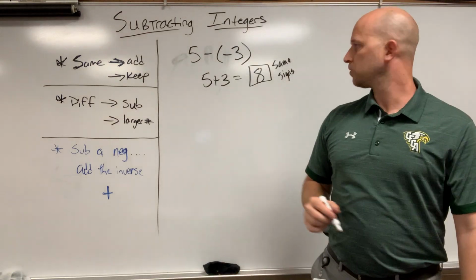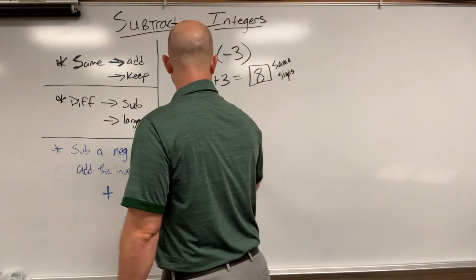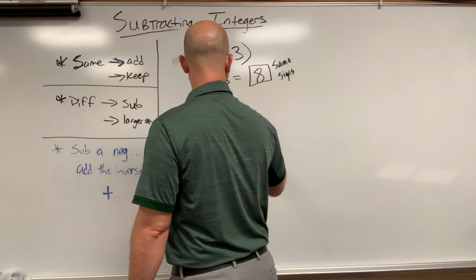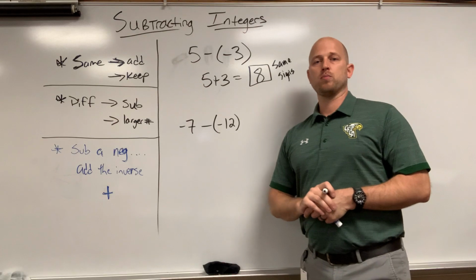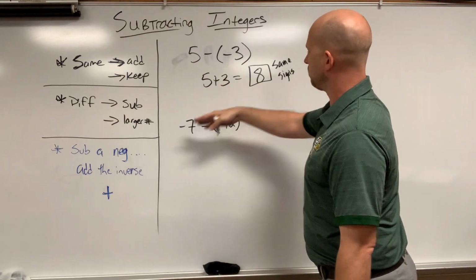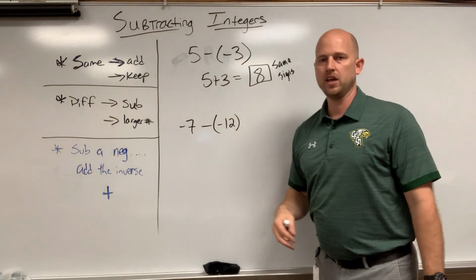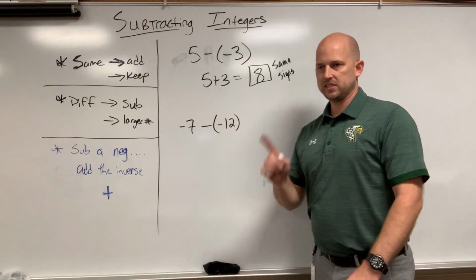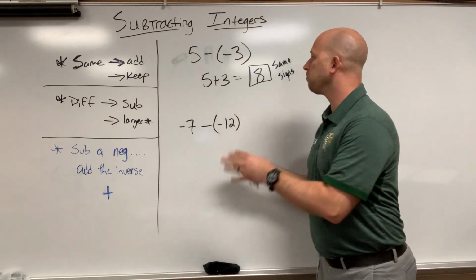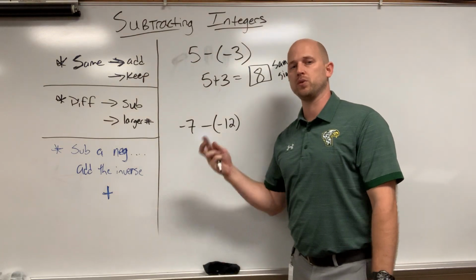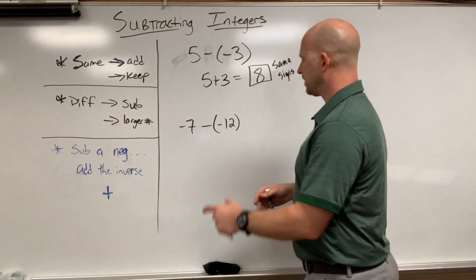Okay, let's do another one. -7 minus -12. You might get to a point where you say, well, look, we're just adding all of them. So 7 and 12, 19, we're done. That's not going to be the answer. Let's take it one step at a time. Don't ever take a problem and just assume something and jump into it. You really need to take your time and work each problem out.